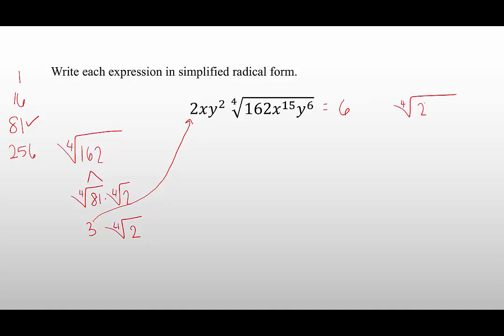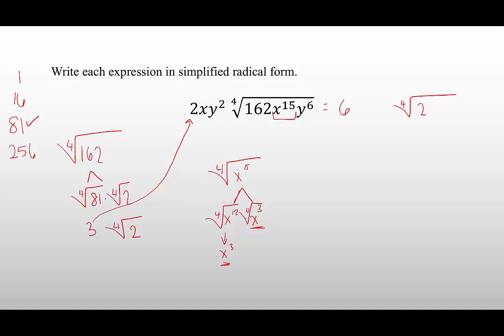Let's see what's going to join the 6 outside the radical. X to the 15th. So we're looking for a multiple of 4 that is smaller than or equal to 15. That would be x to the 12th is the largest one we can get. And that would be 12 plus 3 would give us the 15. The fourth root of x to the 12th would be x cubed. And that x cubed would be out of the radical. This x cubed would remain under the radical.